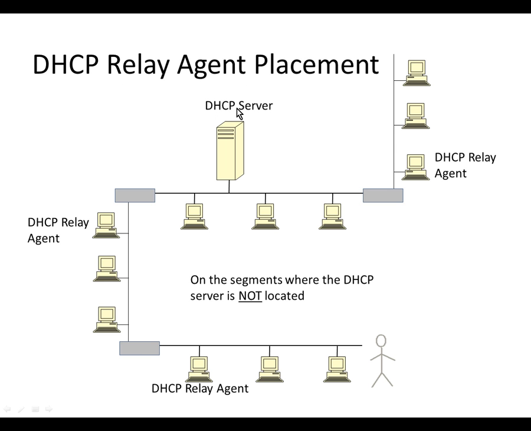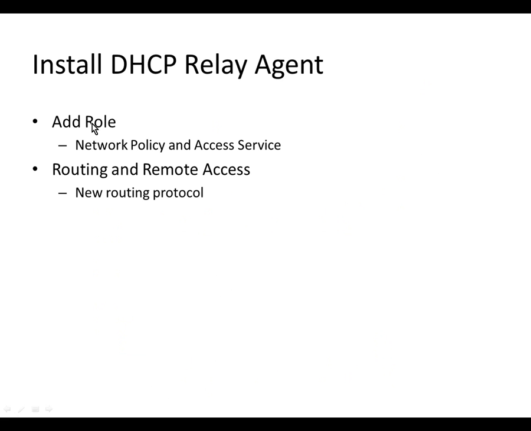Now let's discuss DHCP relay agent placement. If we have a DHCP server here, we do not need a DHCP relay agent on the same segment. The DHCP relay agent is placed on segments on which the DHCP server is not located. To install the DHCP relay agent, we select Add Role to add the Network Policy and Access Services, and then we go into Routing and Remote Access and select New Routing Protocol.